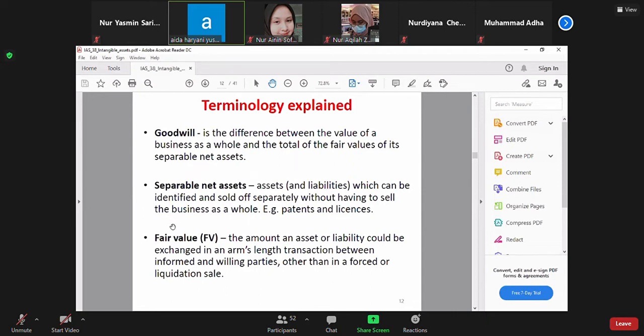Okay, the fair value is the amount an asset or liability could be exchanged in an arm's length transaction between informed and willing parties. Fair value here means the agreement between the buyer and the willing parties. Usually we will look at the market value, other than in a forced or liquidation sale. So usually here we will look at the market value. So that is the terminology. I hope that when we go further, you understand because I have already explained the terminology.